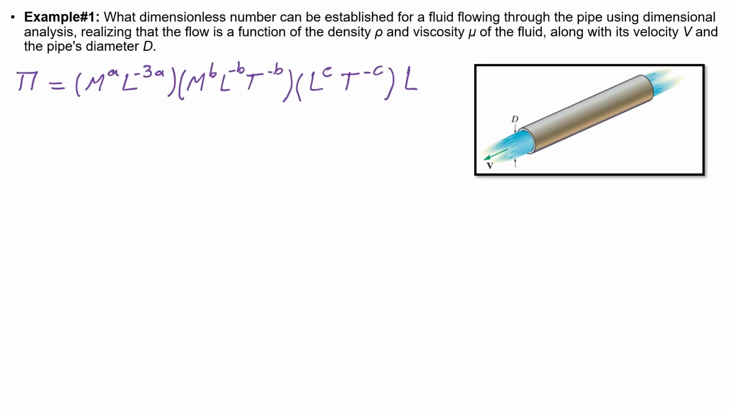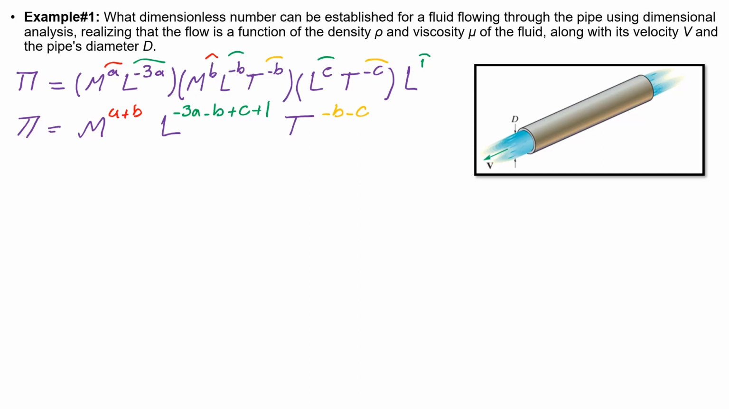Doing so requires you to combine the exponents of different terms. So what do I mean by that? First, you have the mass term. To combine the exponents of mass, we'll have a, b over here, and these are the only exponents of mass terms, so it would be a plus b. Next one is L, or length. The exponents of L are negative 3a, negative b, and c, and then there is 1 over here, right? So it would be negative 3a, negative b, plus c, plus 1. And then the last principal dimension is T. For that, you have negative b over here and negative c, so it would be negative b, negative c, right?